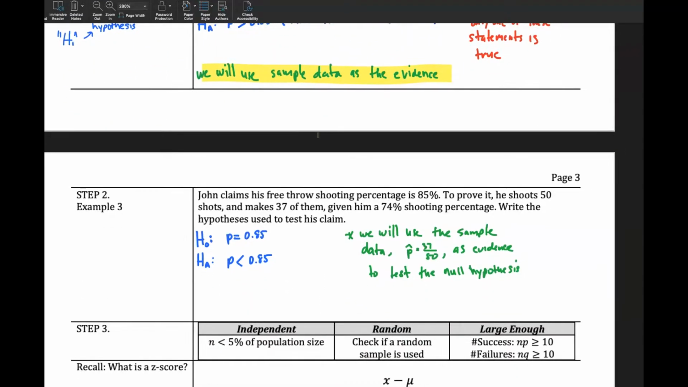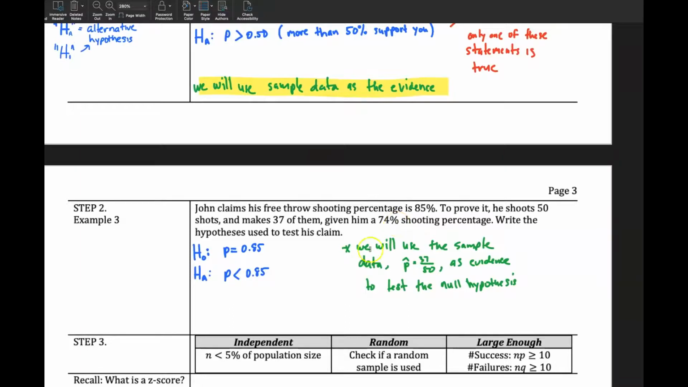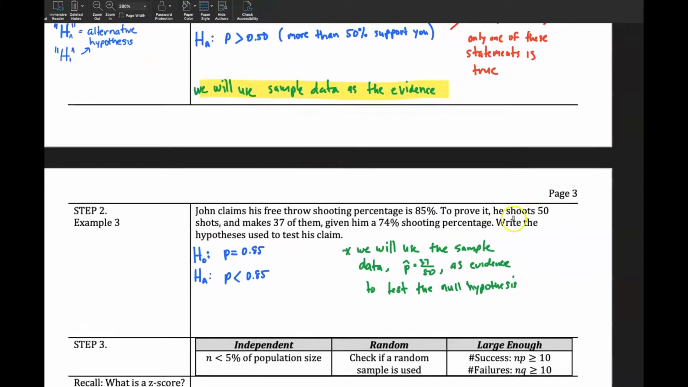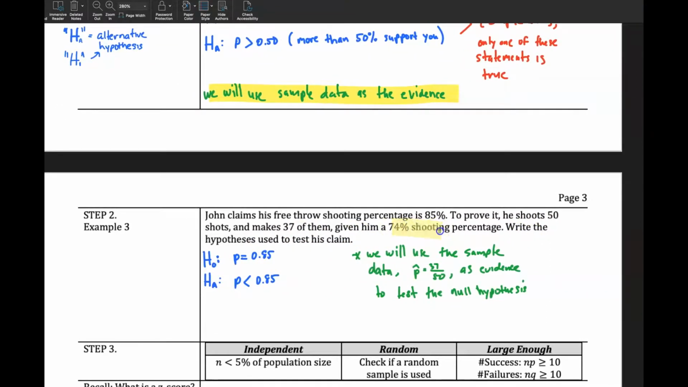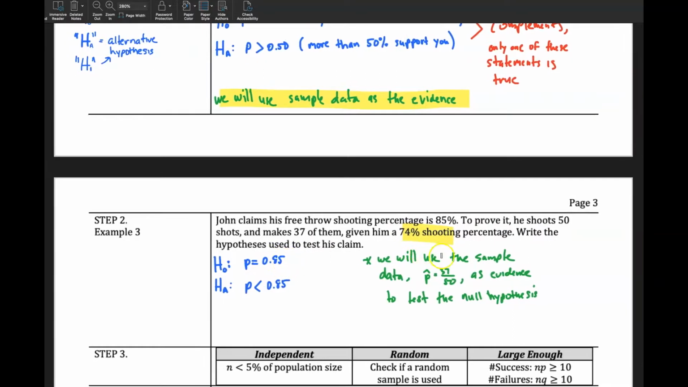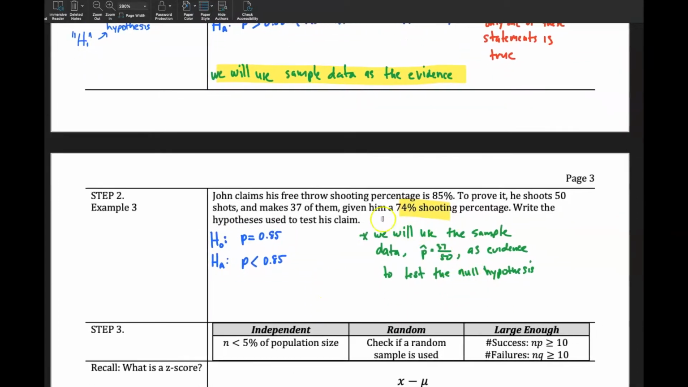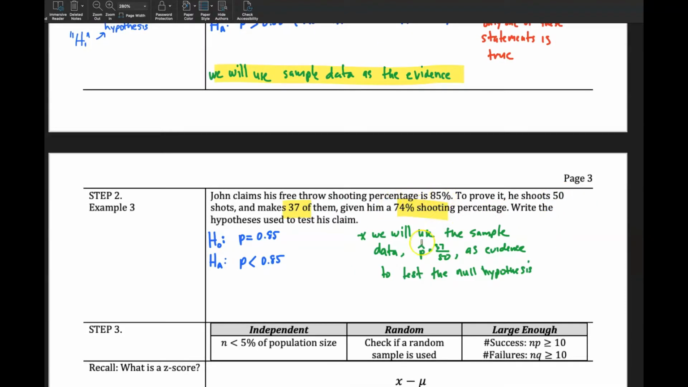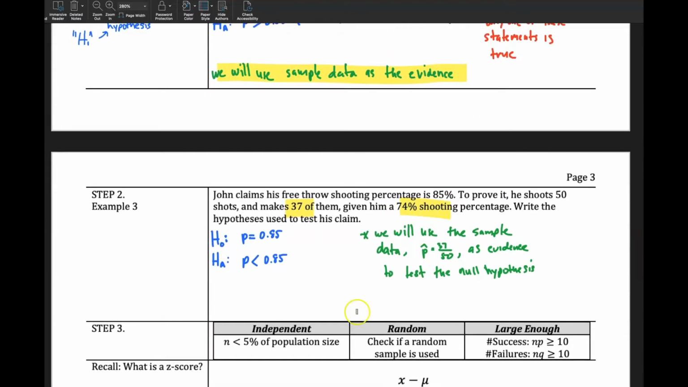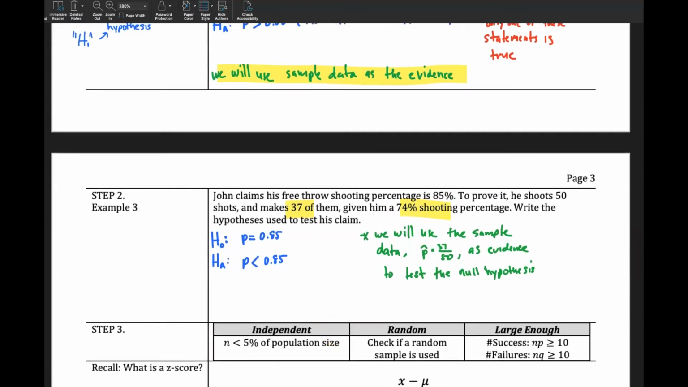And then in this other example, you can see someone says they're an 85% free throw shooter. To prove it, he shoots 50 shots and makes 37, giving him 74%. What are the hypotheses? Again, the sample data is what we will use to test his claim that his proportion is 85%. And so statistically, we're trying to see how likely this would occur. What is the probability that he would shoot 37 out of 50 if he's really an 85% shooter? So that's our introduction to hypothesis testing, or writing the null and alternative.